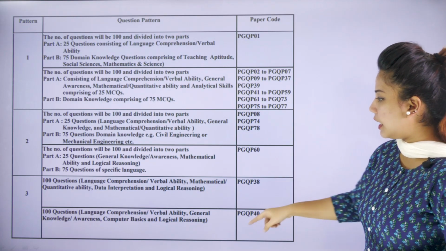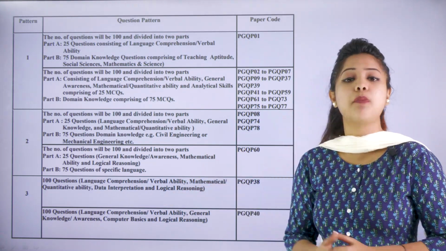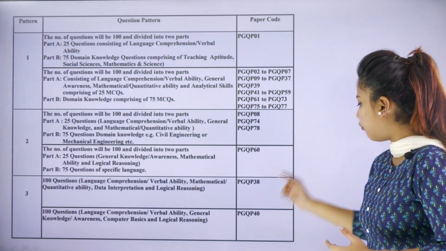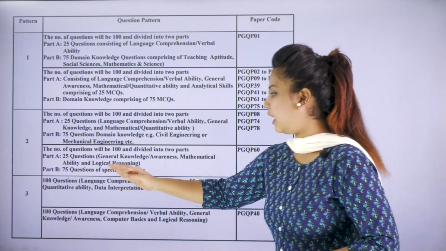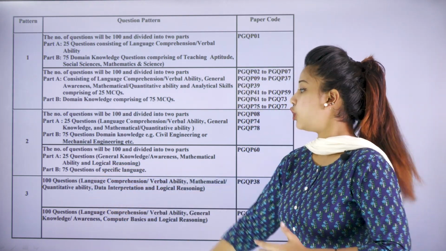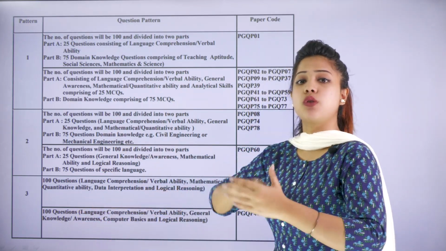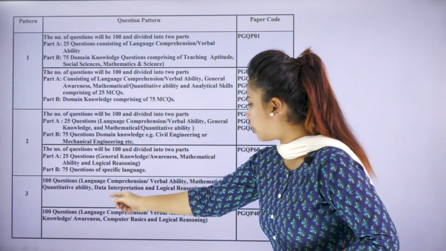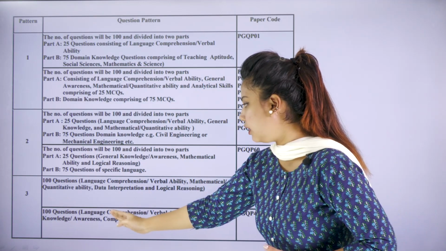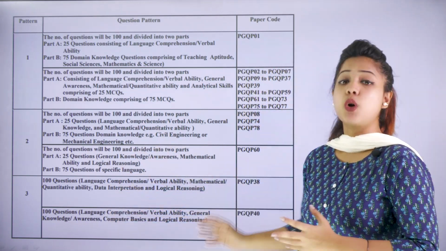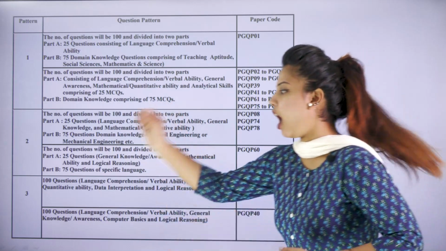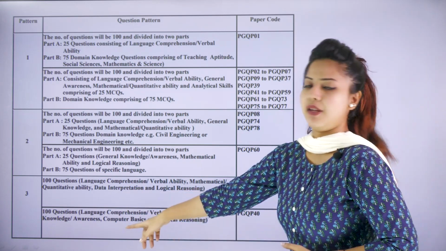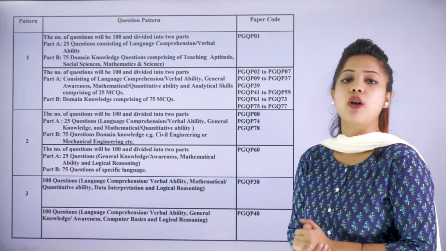And finally you can see the third pattern. For the third pattern alone, if you come under the paper codes PGQP 38 and PGQP 40, you don't require any part A or part B, right? The total number of questions is 100. All the questions are from language comprehension, verbal ability, mathematical quantitative ability, data interpretation and logical reasoning. These are the segments from which they ask the 100 questions. And PGQP 40 is also the same. You can see here. And that's about the exam pattern.